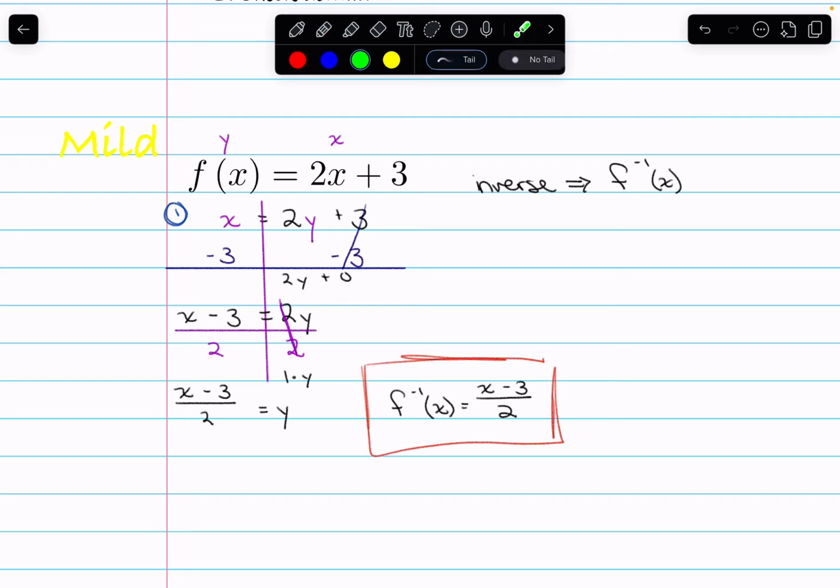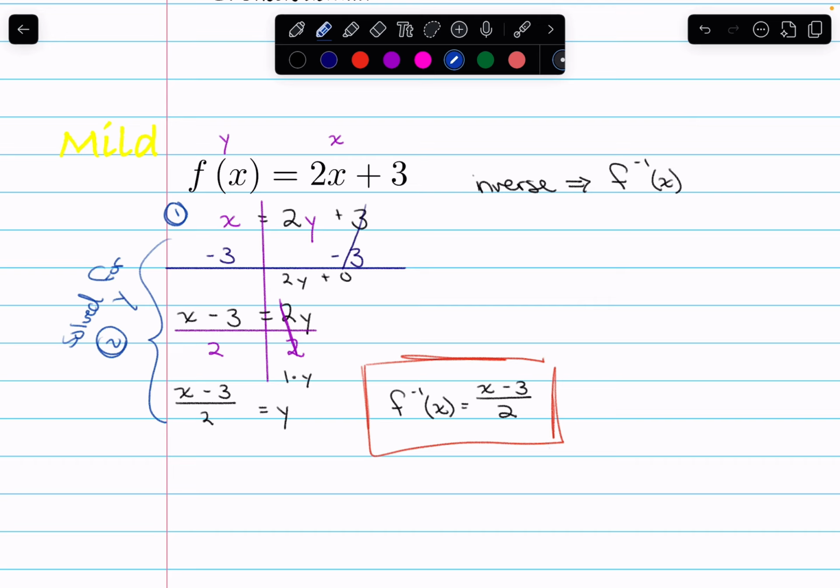Okay. We don't have a variable in the denominator here. We don't have any crazy exponents, so the domain will not need to change. Okay, so that's an easy one. Again, step 1, we switch the x and the y. Step 2 was all of this where we solved for y.